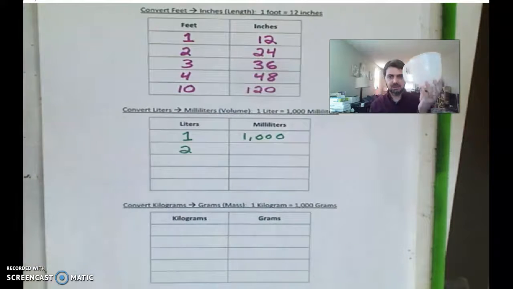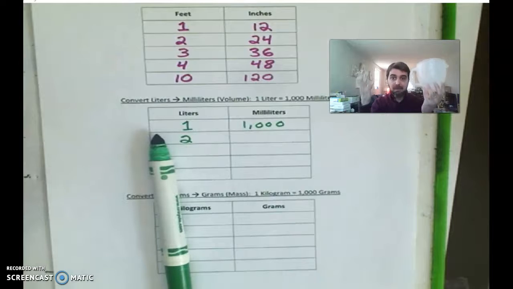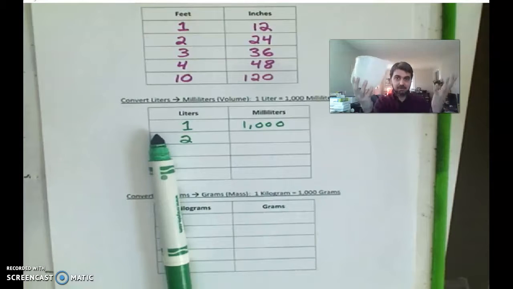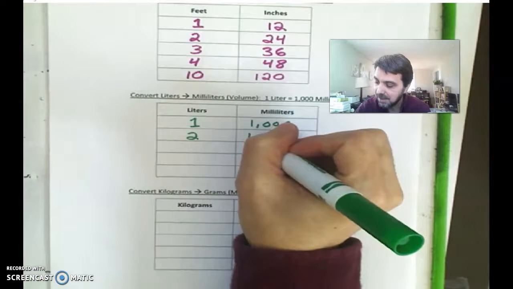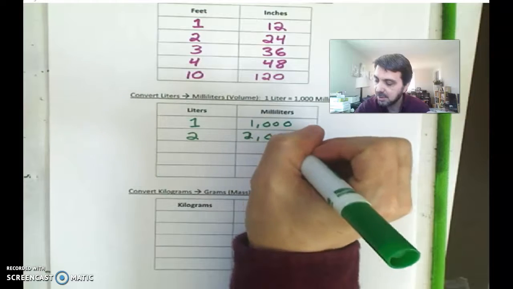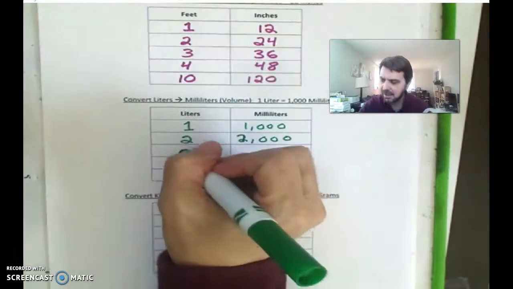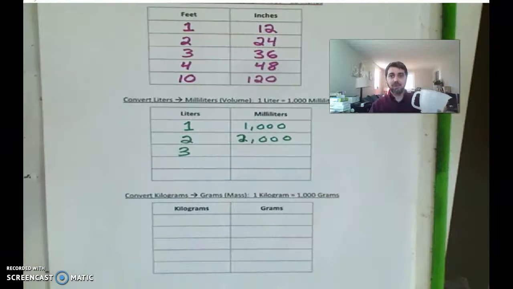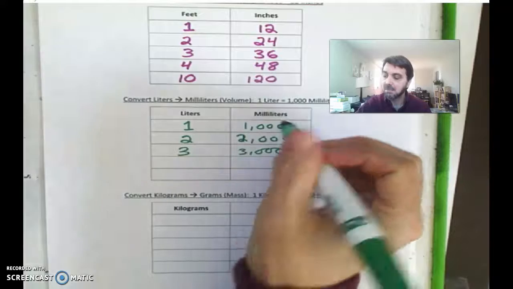What if I had 2 of these? One, and pretend like I have another one in this hand. Then how many milliliters would I have? I'd have 1,000, 2,000. Does that make sense? So 2 liters is 2,000 milliliters. I think you kind of get the hang of this. If we had 3 of these, we'd have 1,000, 2,000, 3,000. So that'd be 3,000 milliliters.